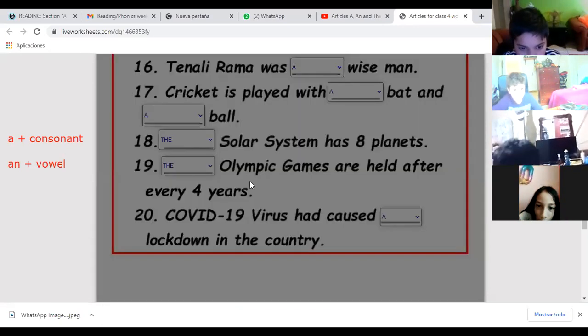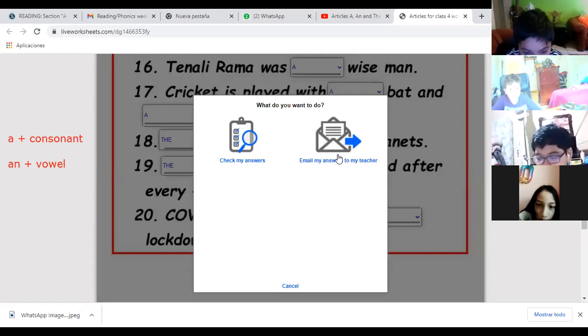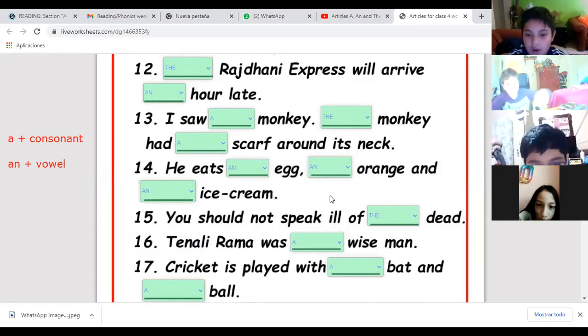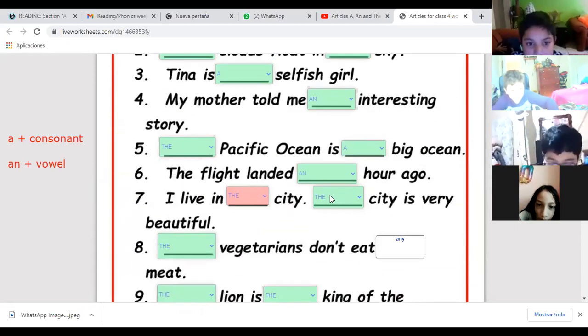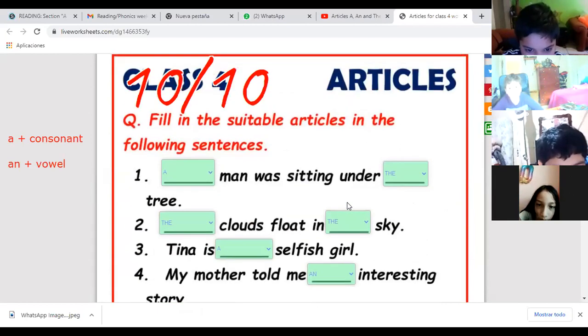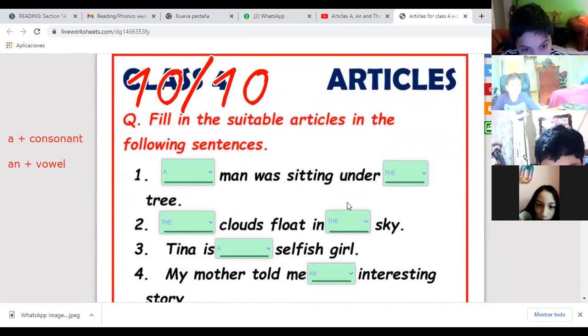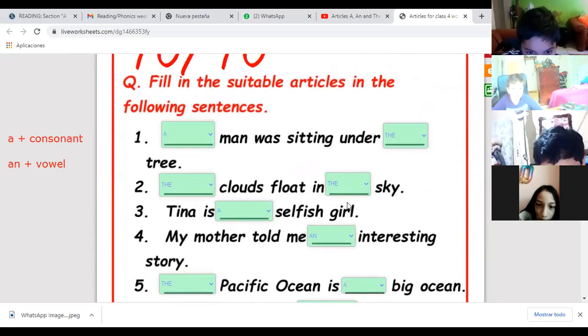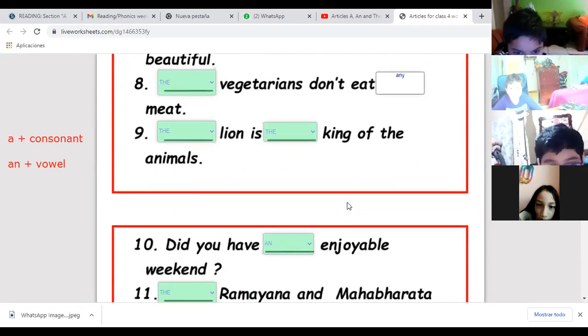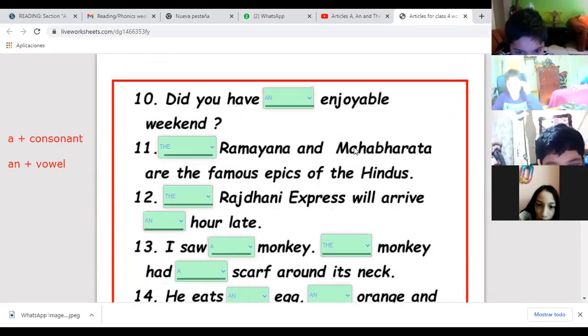Now, let's finish this and you have to send it to me. Send it to me, please. Oh, this one. It was, I live in a city. But even though I got one mistake, I still have 10 out of 10. Send it to me.